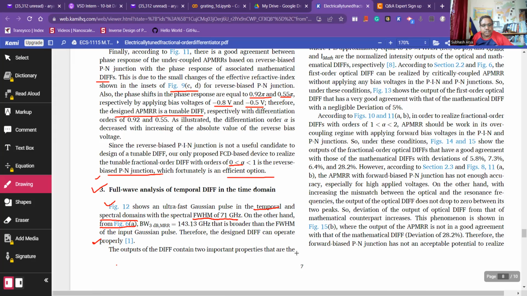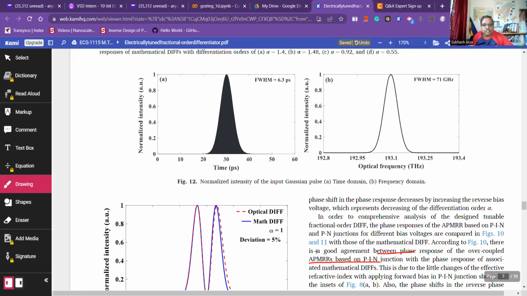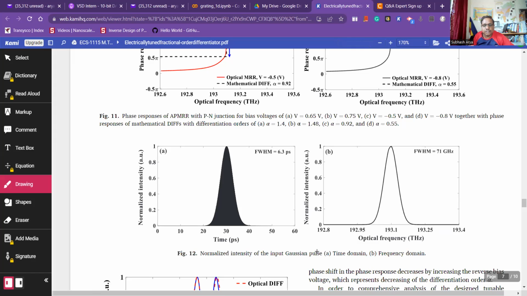So let us see these figures: figure 12, 13, 14, 15. In figure 12, you can see the normalized intensity of the input Gaussian pulse. This is temporal, time versus intensity, so this is the time domain, and this is the frequency domain, frequency versus normalized intensity. Now the full width at half maximum of this pulse is, in intensity, the unit.